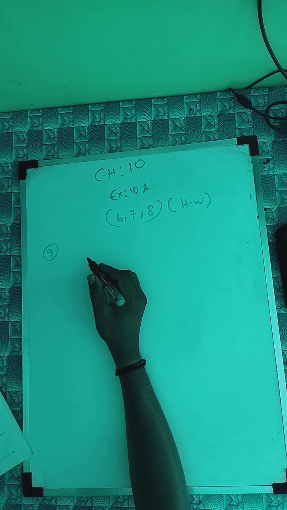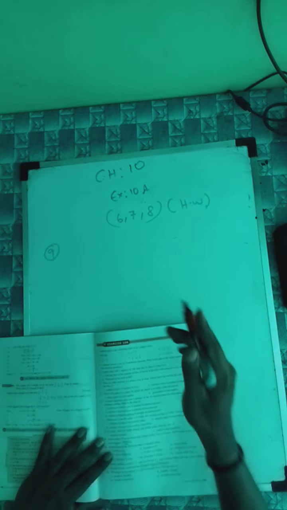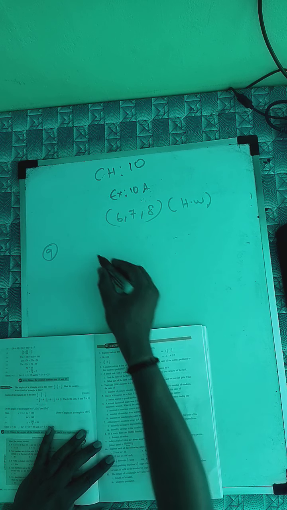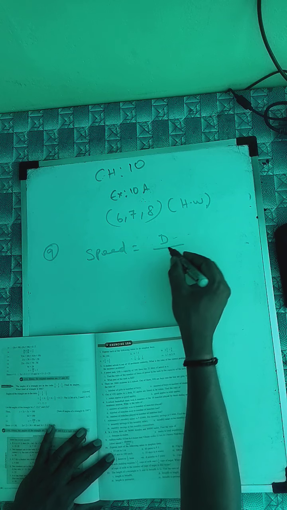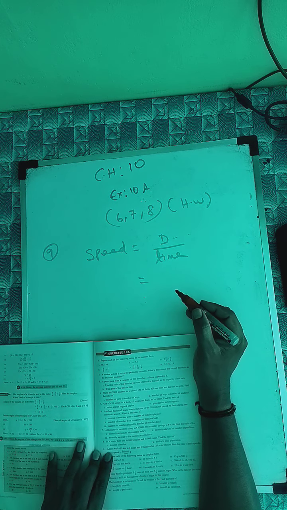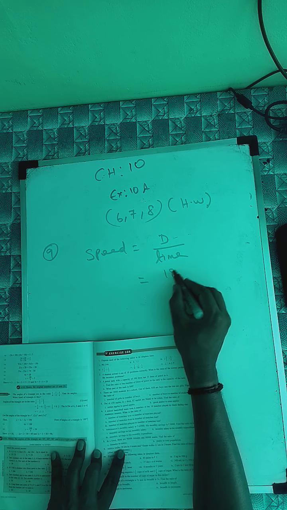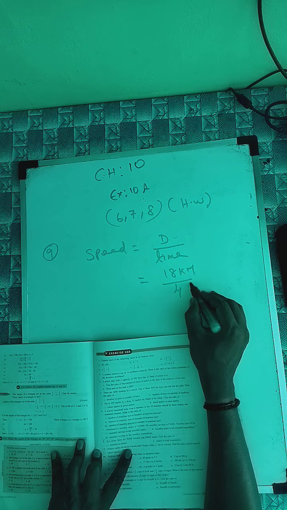Aditya walks 18 km in 4 hours and Vihan walks 11 km in 2 hours. Find the ratio of their speed. Okay, so the hint is given. We know the formula; you have to know the formula. Speed equals distance by time. So the first one is Aditya, who walks 18 km. Distance is given, and time is given, 4 hours.